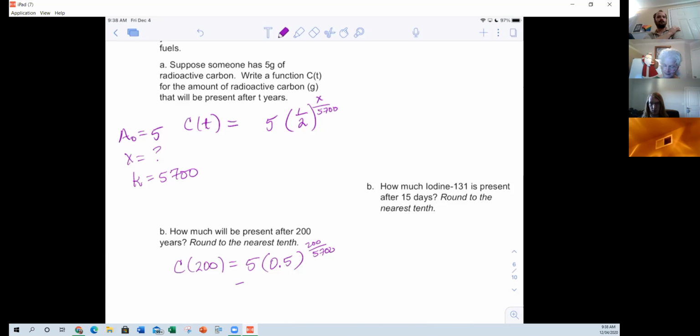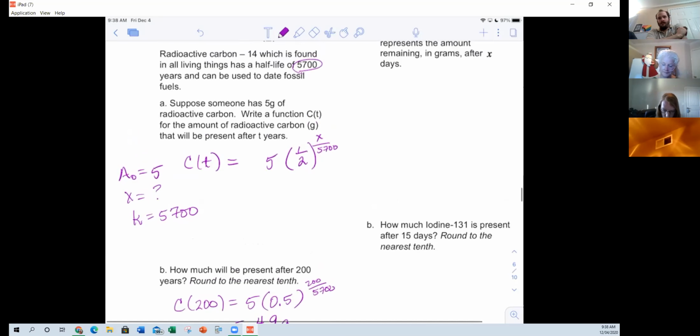And that gives me 4.9 grams of radioactive carbon.